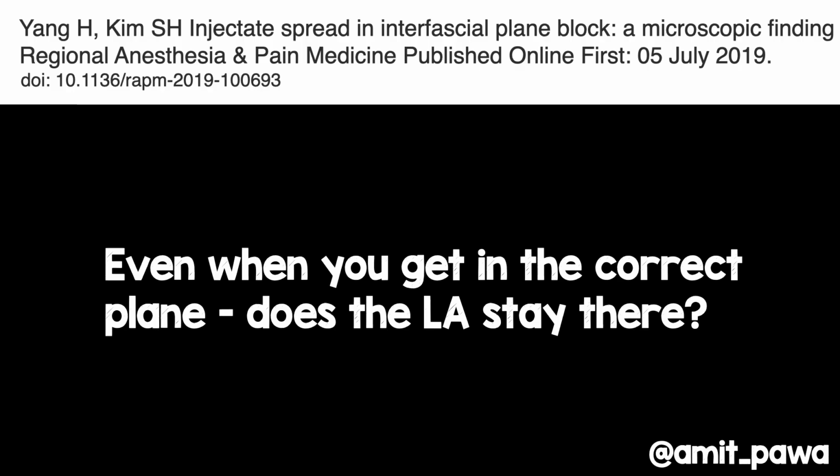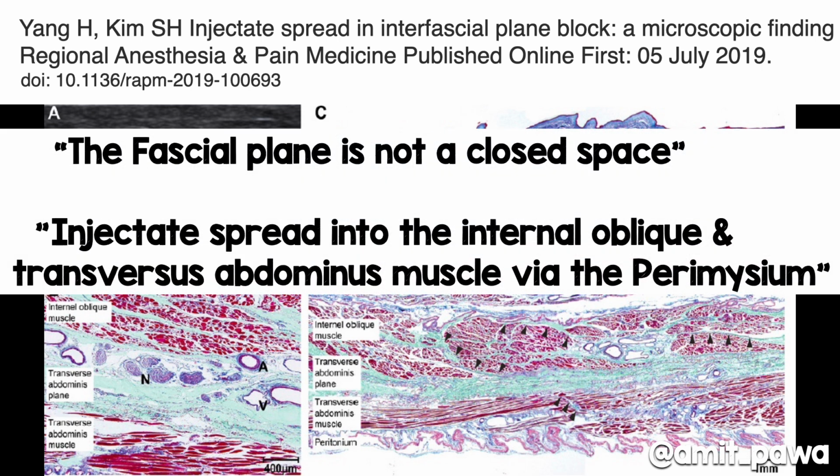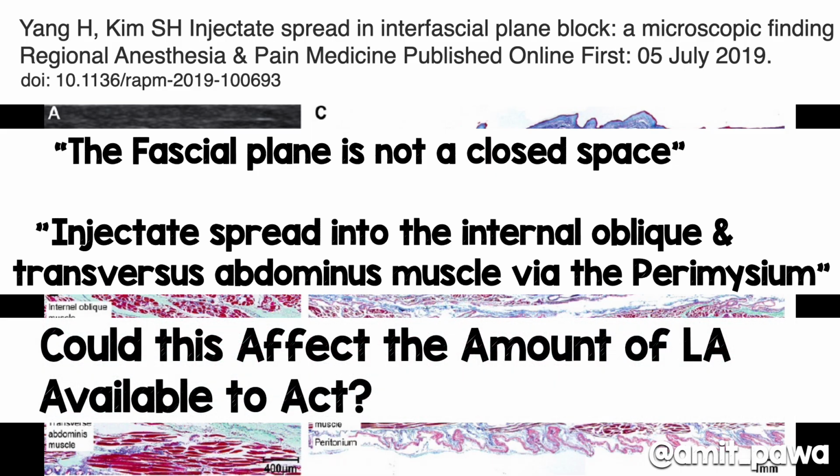What we do know, however, is even when you get local anesthetic in the correct plane, the local anesthetic doesn't necessarily stay there. So here's an example of local anesthetic injected around the TAP blocks, and the fascial plane is not a closed space. Injectate can spread into the internal oblique and the transversus abdominis muscles via the perimysium. So that could affect the amount of local anesthetic available to act in the plane that you want it to act in.